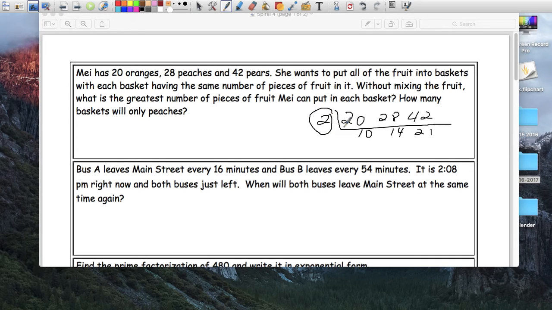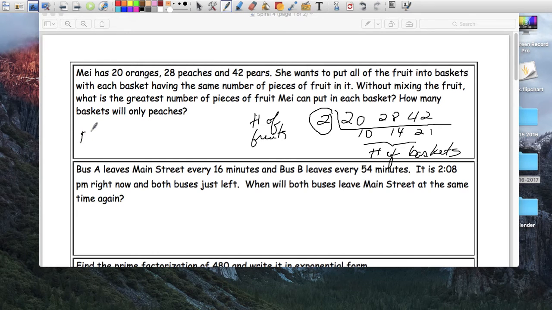Now, here's the difference. 2 does not represent the number of baskets. No, I'm sorry, it doesn't represent the number of baskets, but instead it represents the number of fruits. So this is the number of fruits. This number over here is the number of baskets. Remember, every basket is going to have the same amount of fruits. Okay, so 20 is the oranges.